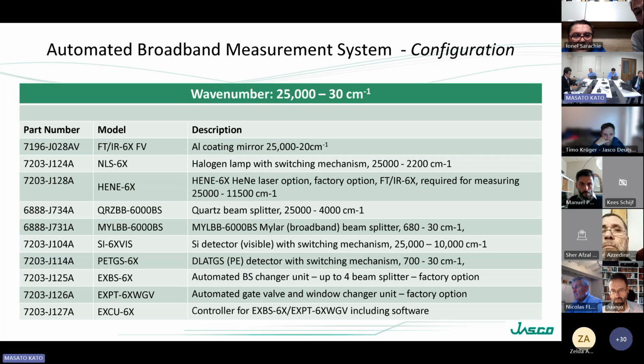Automated broadband measurement system configurations. So the configuration can measure from visible to far-infrared. The FTIR 6X needs to be changed from diode laser to helium neon laser for visible range compatibility. This system can measure a wide band with high resolution using a better combination of detector and beam splitter.